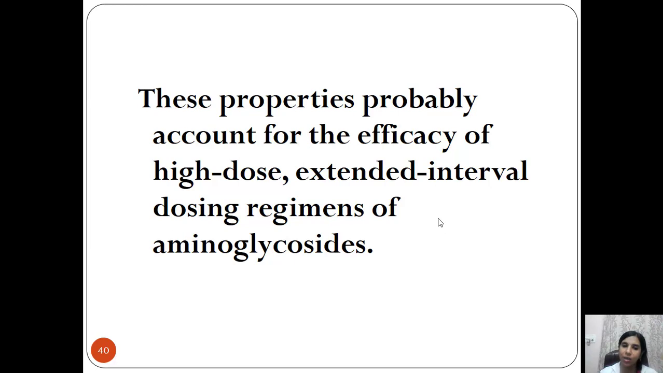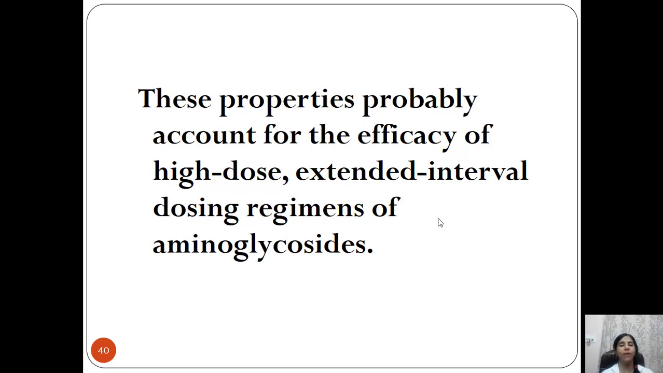I'm telling you, give a single dose in the morning, extended interval, that means you give only once in 24 hours, dosing regime for aminoglycosides, because aminoglycosides follow a concentration dependent killing. They don't have a time dependent killing.